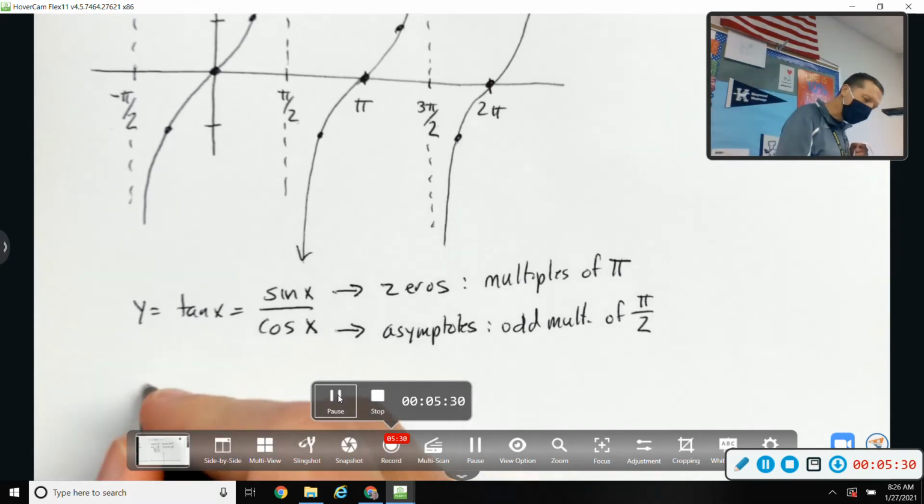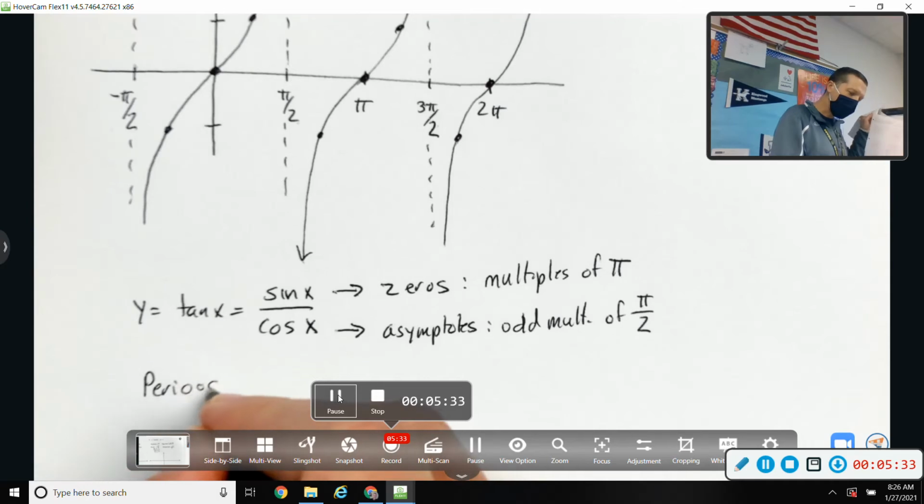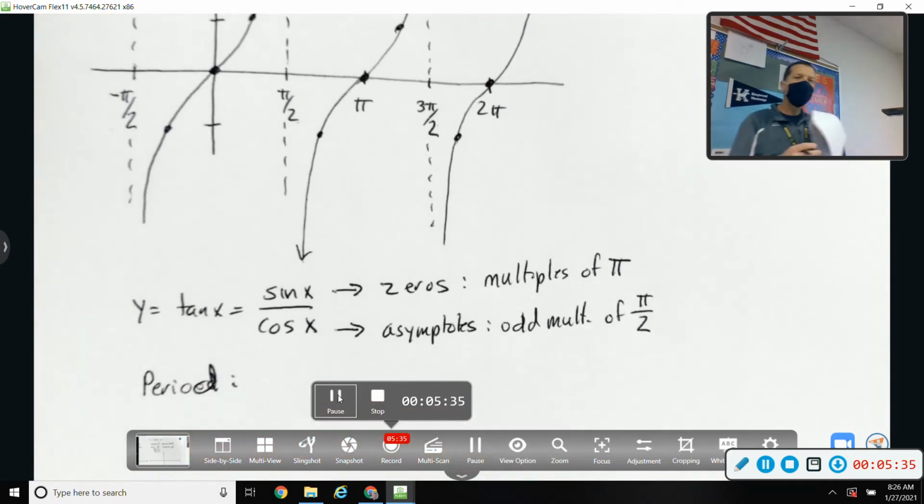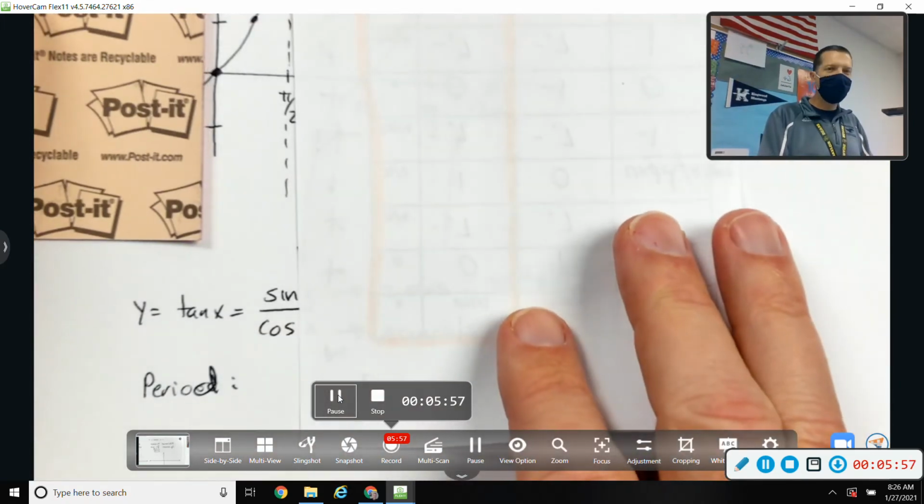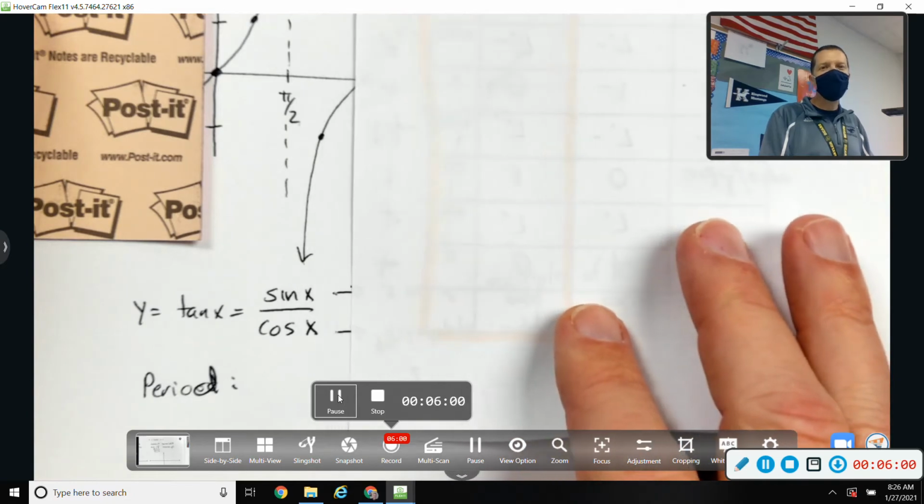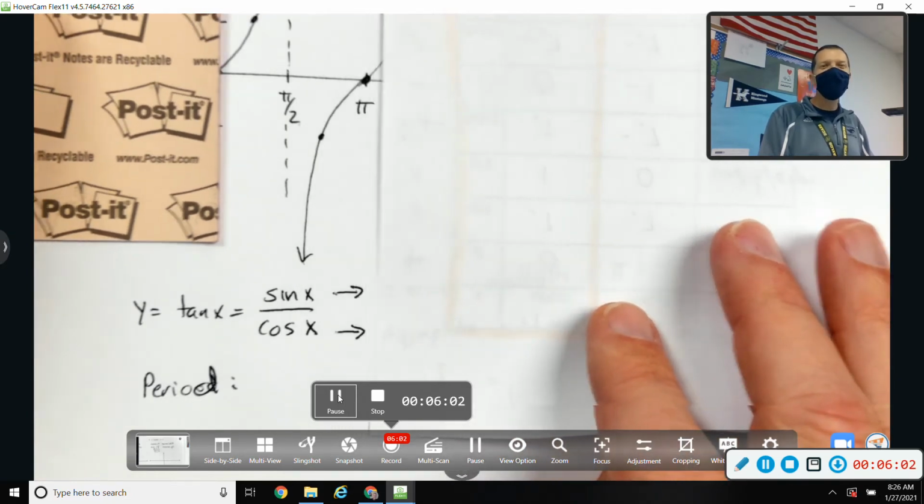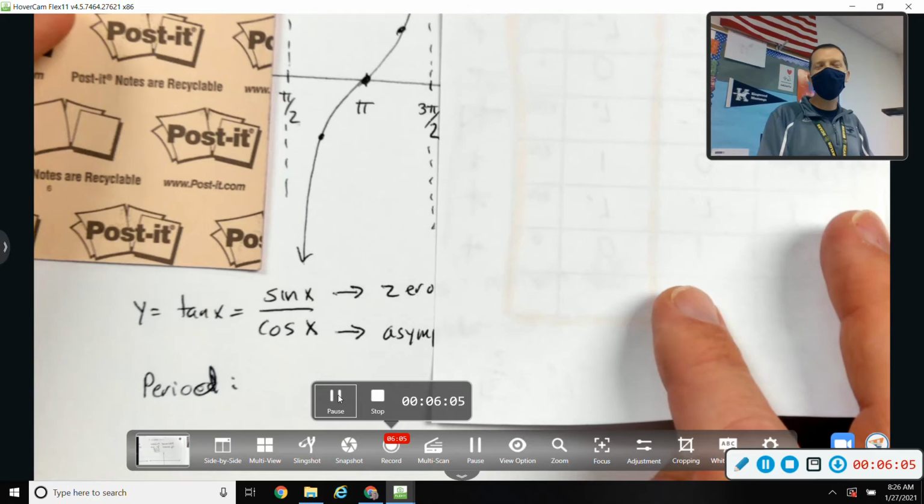One more thing before we go to the front page of our packet here. What's the period of tangent? Think carefully before you answer. Look at how often it repeats. How much of a window do I need to look at to see the entire thing? Half a pi? No, it's just pi. So if it's half a pi, I don't see everything. If it's pi, it's 2 halves, which is pi.